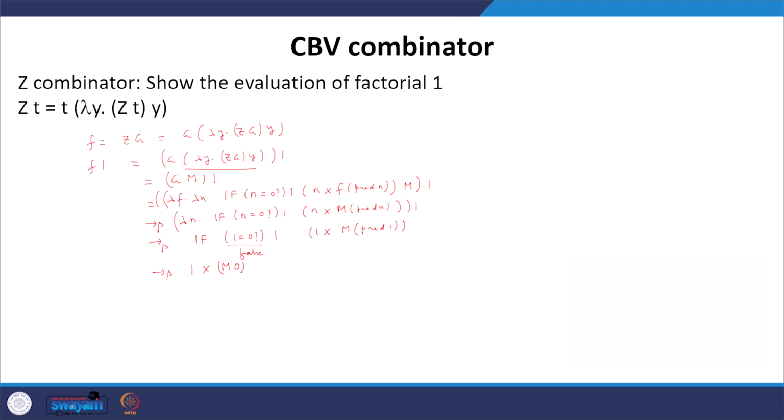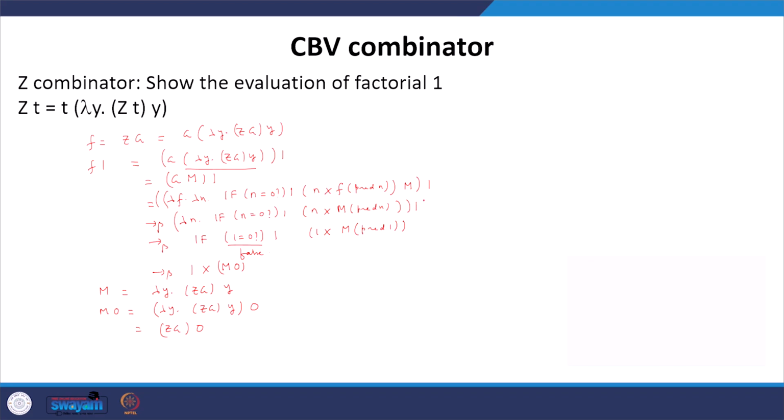Now let us evaluate m of 0. So m is equal to lambda y dot zg of y, then m of 0 will be lambda y dot zg of y applied to 0. Now y will be consumed, so it is zg of 0. If we want to compute zg of 0, how are we going to compute it again? It is g applied to the lambda y dot zg of y, with 0 here. So this computation we are going to repeat here.